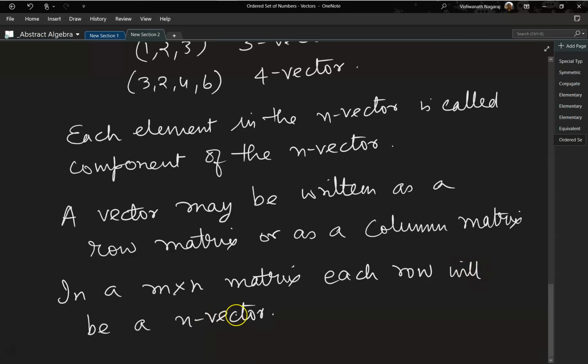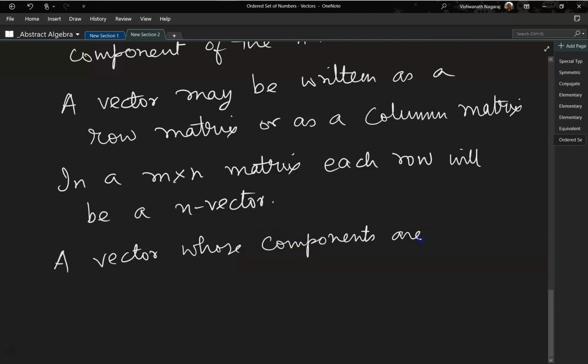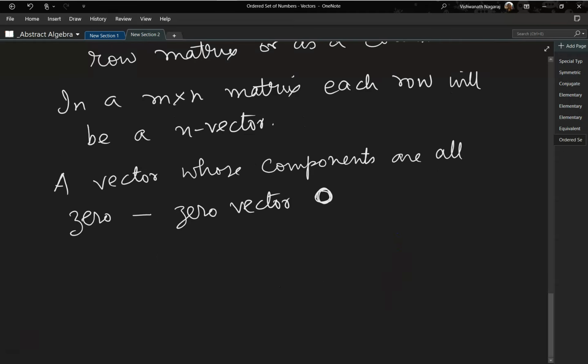Now, a vector whose components are all 0 is called a 0 vector, and we represent it as O. Okay, so as you might have noticed, matrices can be used to represent vectors. Which means the algebra of vectors would be quite similar.